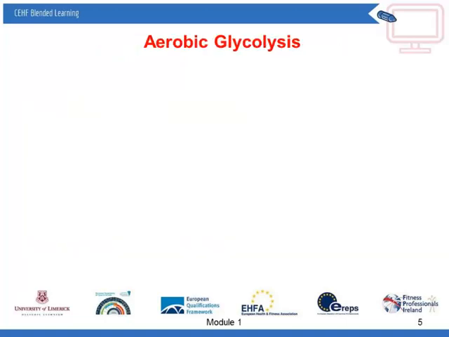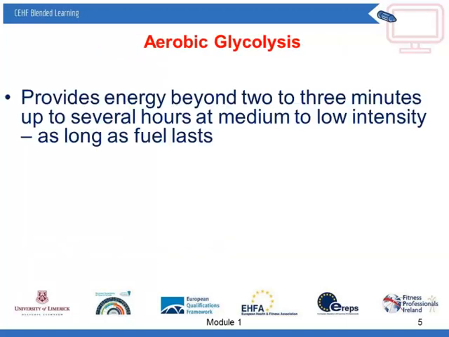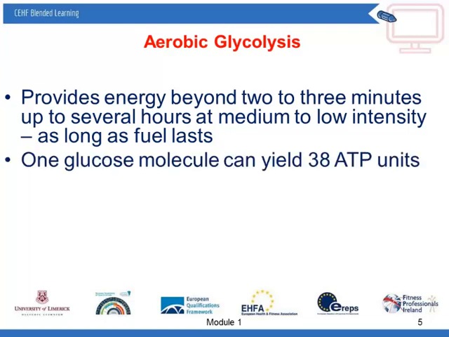Let's look at aerobic glycolysis first. This system will provide energy beyond 2 to 3 minutes and up to several hours at medium to low intensity. It will last for as long as the fuel lasts. Most of us have enough glycogen in our muscles to last about an hour. The well-trained athlete may be able to store twice that amount. In the presence of oxygen, one glucose molecule can yield 38 ATP units.